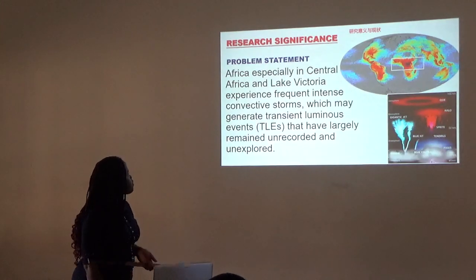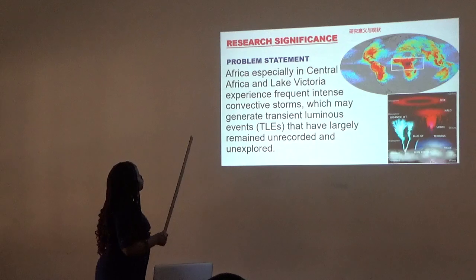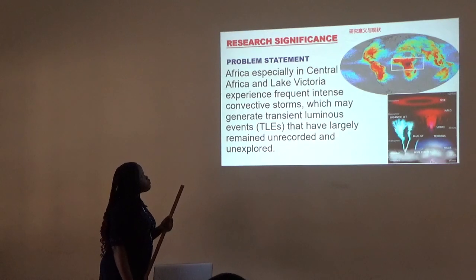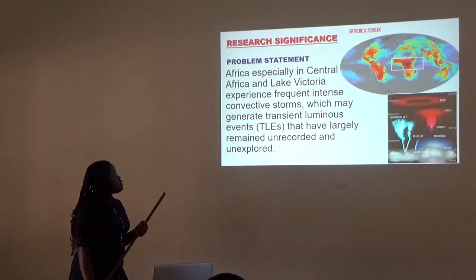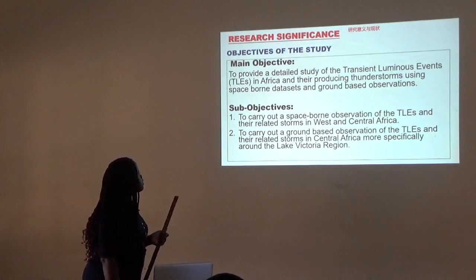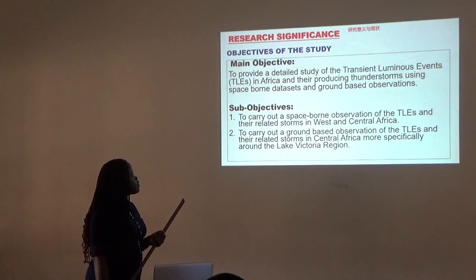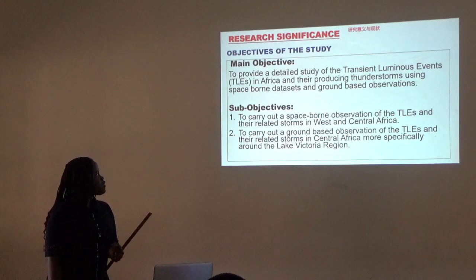So this is my research, the problem statement. Africa, especially Central Africa and the Lake Victoria region, experiences frequent intense convective storms, which may generate transient luminous events that have largely remained unrecorded and unexplored. And these are my main objectives for my study: to provide a detailed study of the transient luminous events in Africa and the thunderstorms producing them, using space-borne datasets and ground-based observations.